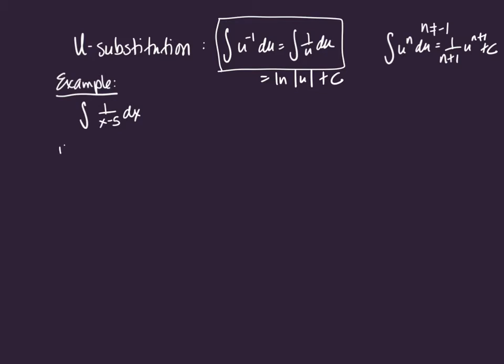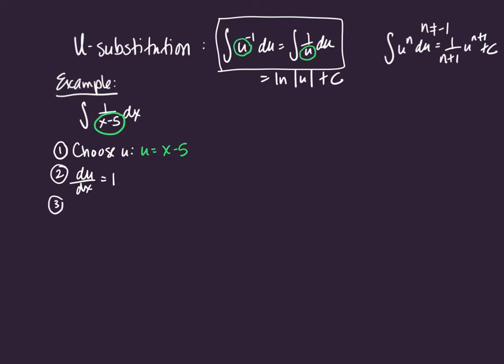So using our steps from the previous video, first thing you're going to do is choose your u. Now in this case, our u is our inside, or, if we write that as u to the -1, what's in the denominator without an exponent. So I'm going to choose u to be x minus 5. Step number 2 was to find the derivative of u with respect to x. So the derivative of x is 1 minus the derivative of 5 is 0. So this is just 1.